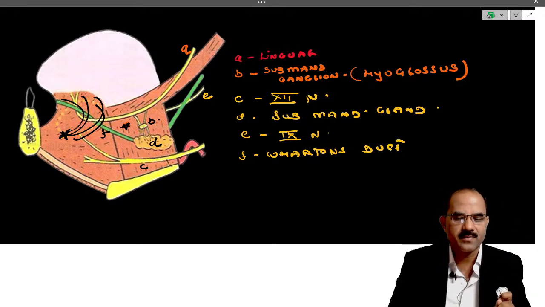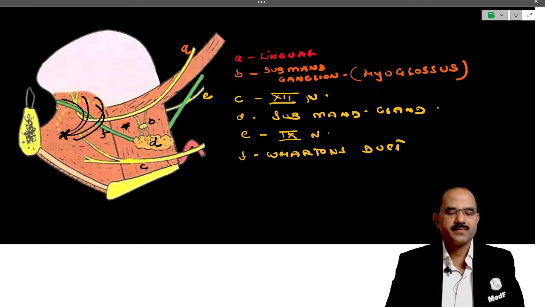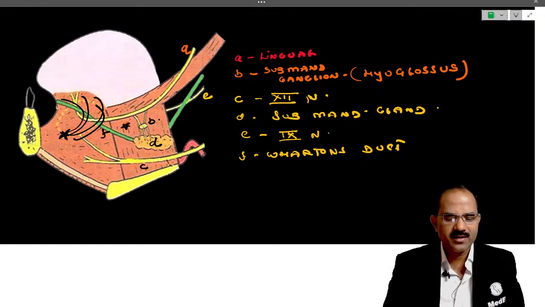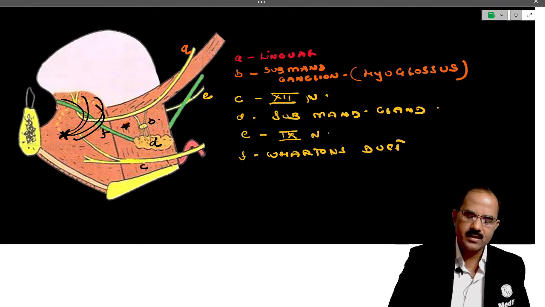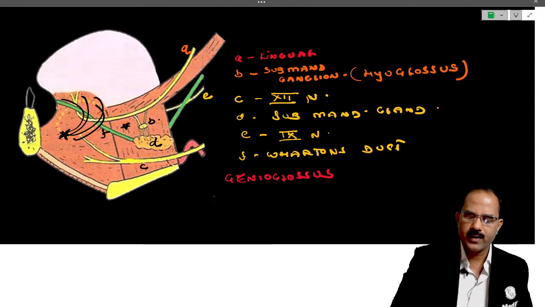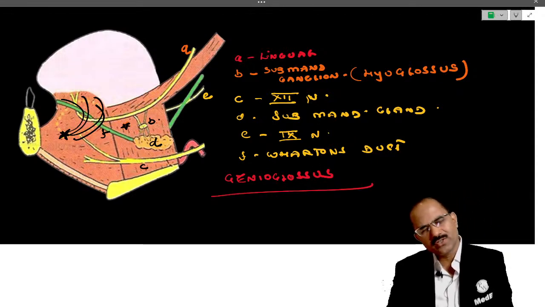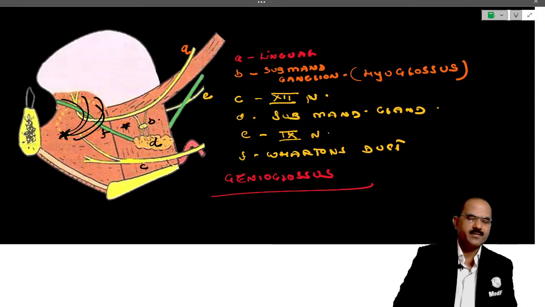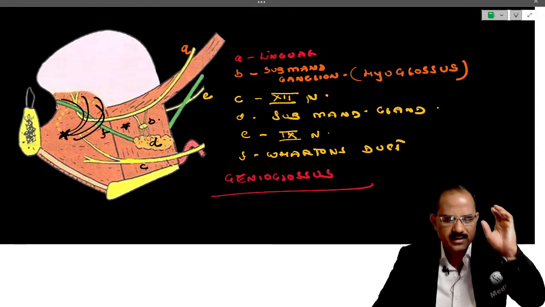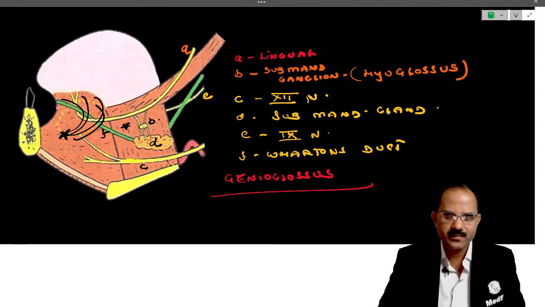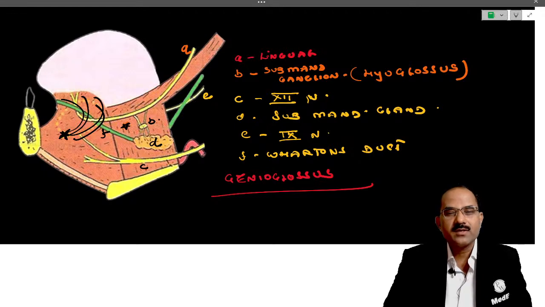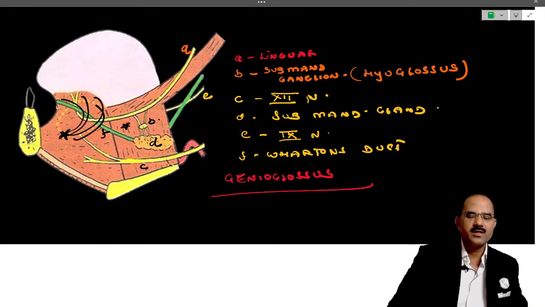What is this muscle? Come on, you must be knowing this. This is the genioglossus. Head and neck is very important. Plenty of MCQs on head and neck would be there. So be very clear about the head, face, and neck along with neuroanatomy. So the safety muscle of the tongue is genioglossus. Remember, the safety muscle of the tongue is genioglossus.